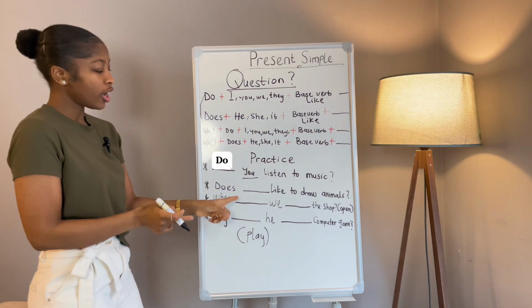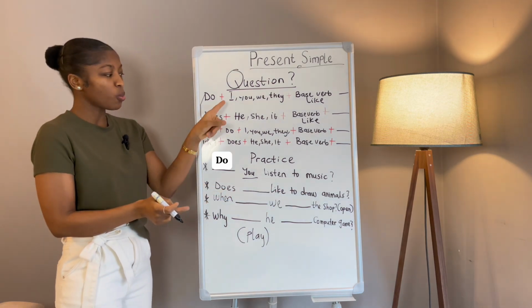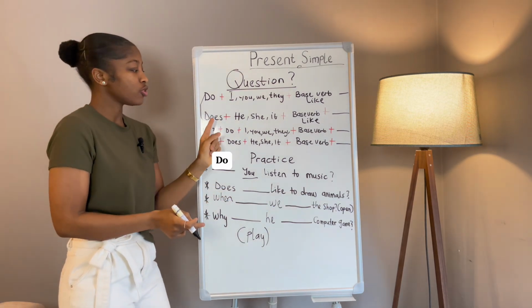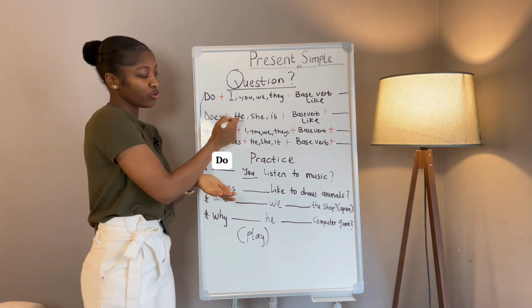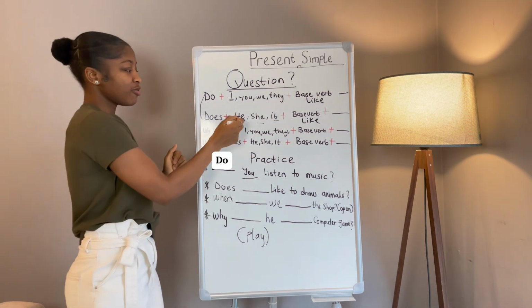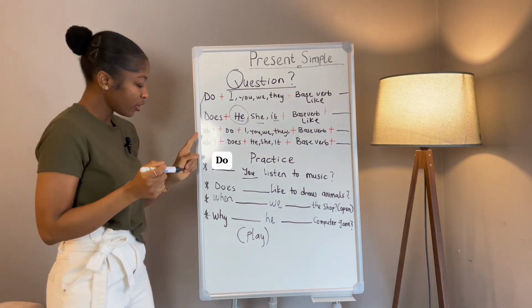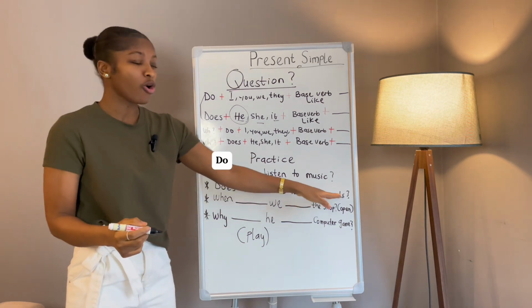Moving on. Does like to draw animals. So when we use does, we need to go back to the rule again. Do we use he, she, or it? So in this case, you can choose. Maybe you want to use he, she, or it. So for the sake of this video, let's use he. So does he like to draw animals?